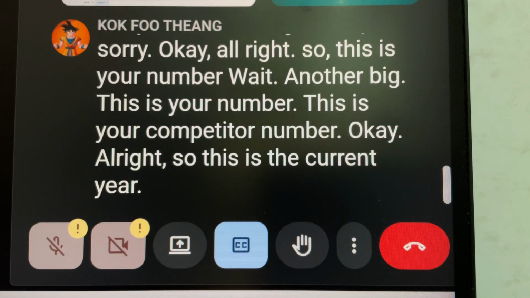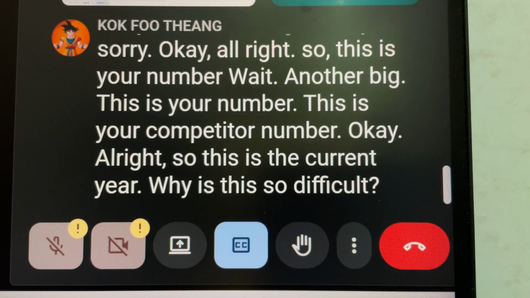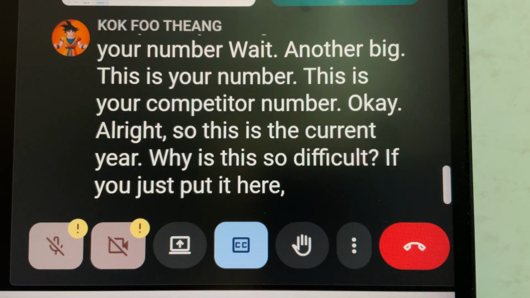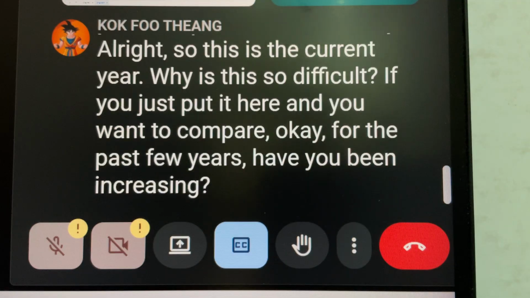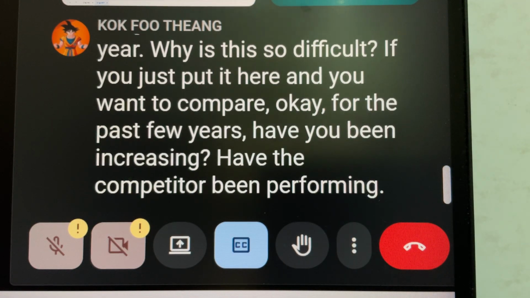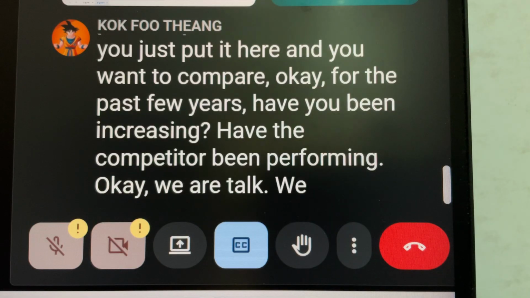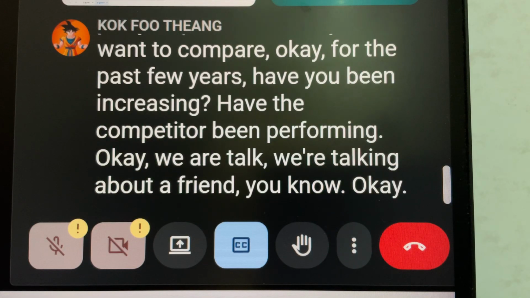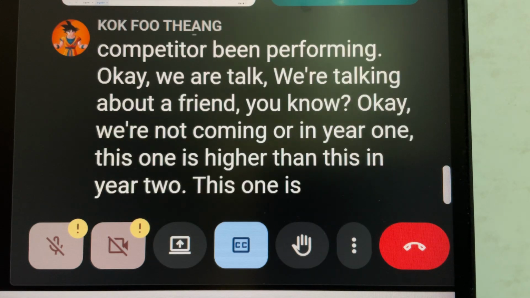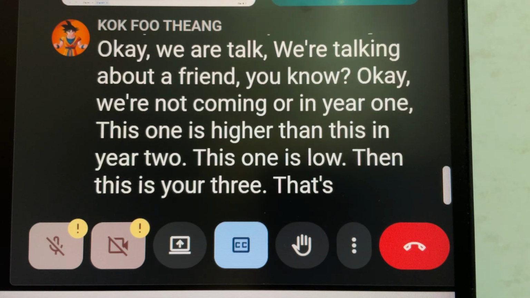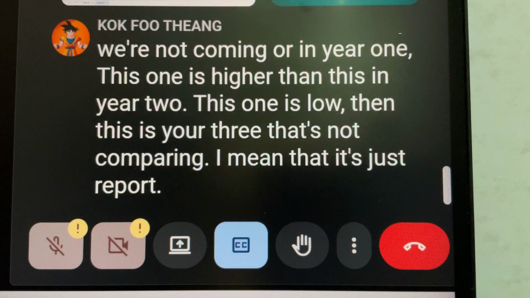Okay. Why is it so difficult? If you just put it here and you want to compare, okay, for the past few years, have you been increasing? Have the competitor been performing? Okay, we're talking about a trend. Okay, we are not comparing, in year 1, this one is higher than this. In year 2, this one is lower than this. In year 3, that is not comparing. I mean, that is just reporting what I can see.